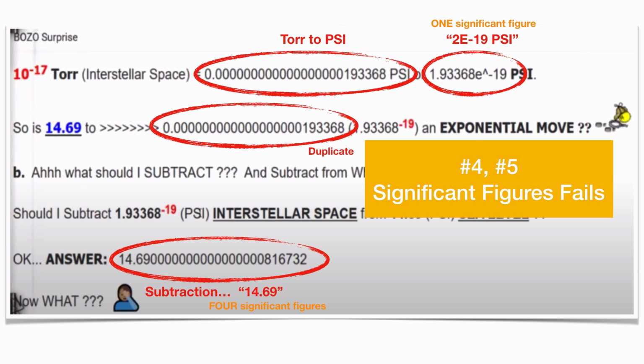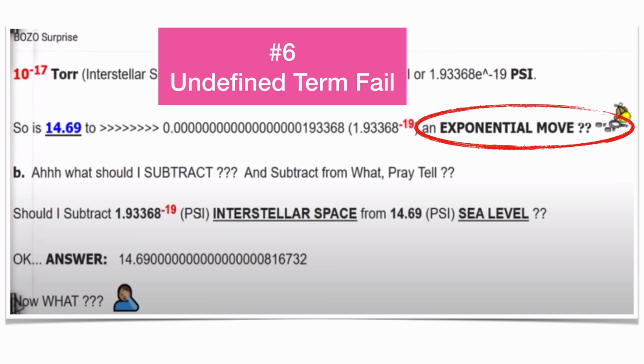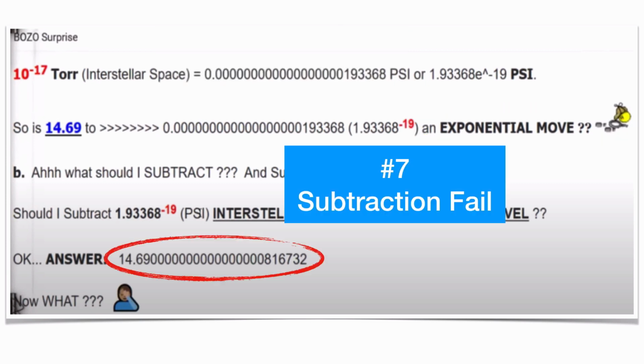2 more fails, significant figures. Now, these are 2 different fails. So the top one, he's converting from torr to PSI, but there's only one significant digit. 10 to the negative 17 torr has one significant digit. So his final answer should have had one significant digit. And then down below, subtraction, he should have had 4 significant digits with that, and he's just writing them all out. All right. And then number 6, he's using that exponential move phrase, which does not have a definition. And then lastly, number 7, that subtraction fail that we went over at the beginning.